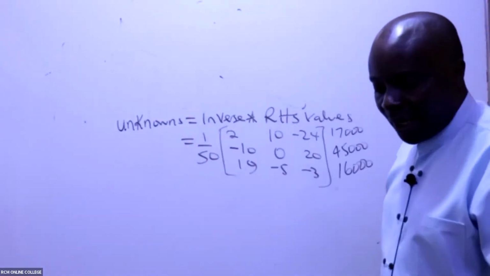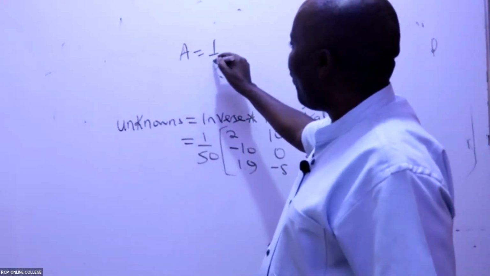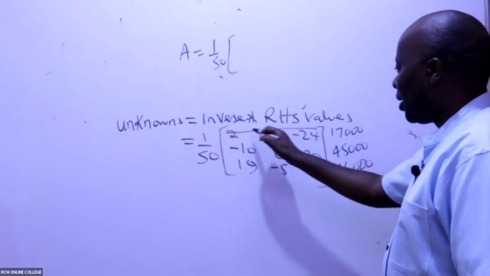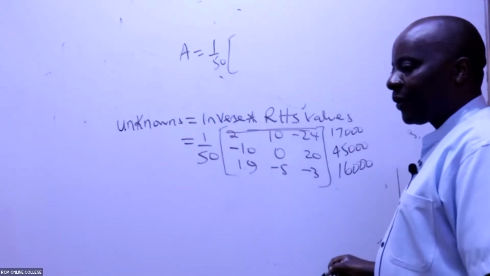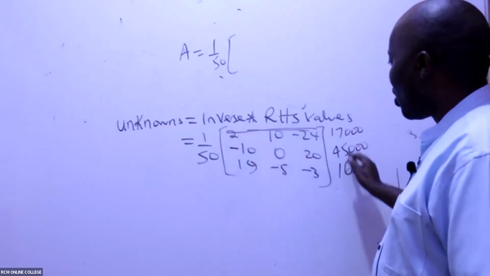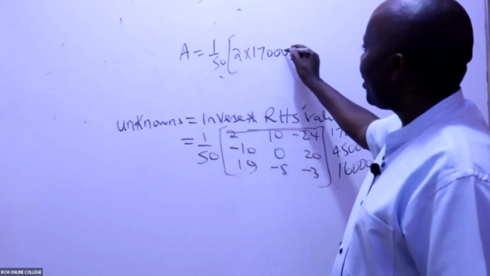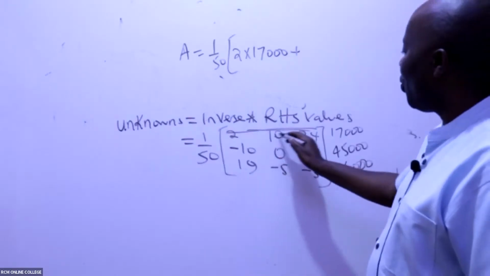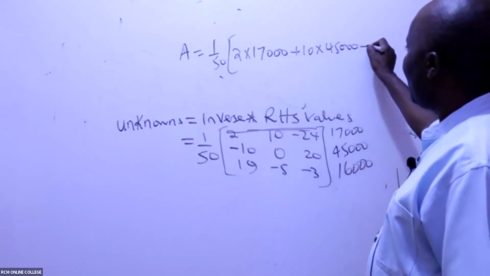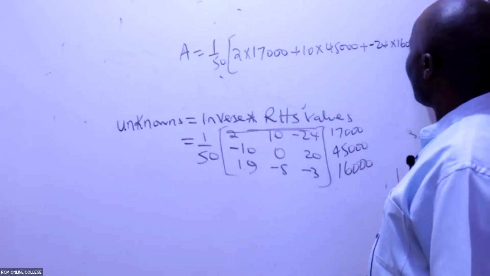The first unknown was A, remember. So A will be 1 over 50 into, remember, it is Roman Catholic in multiplication. Row times column. So the first one will be 2 times 17,000 plus 10 times 45,000 plus minus 24 times 16,000.